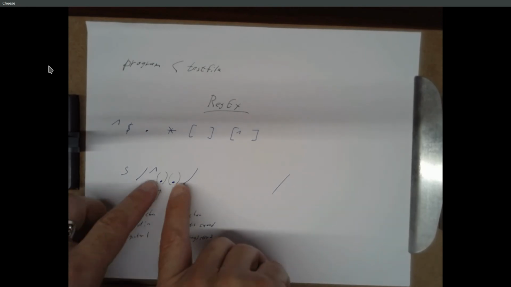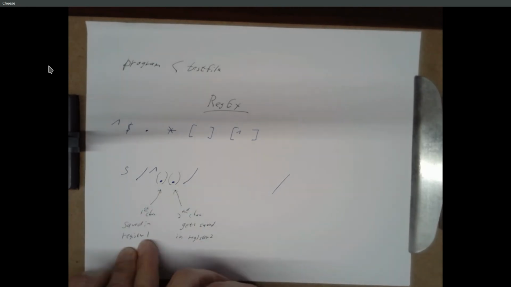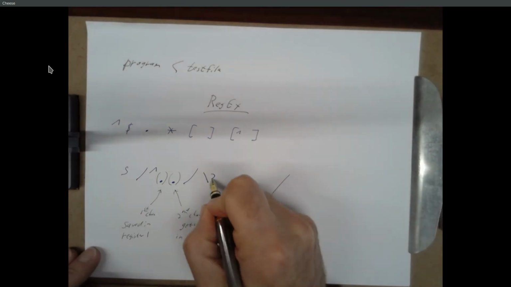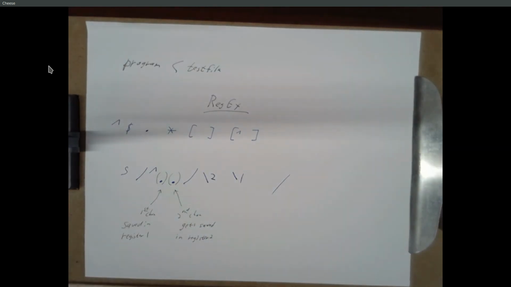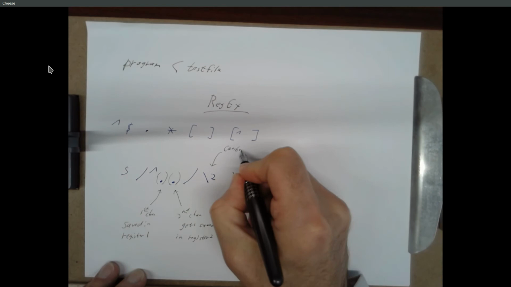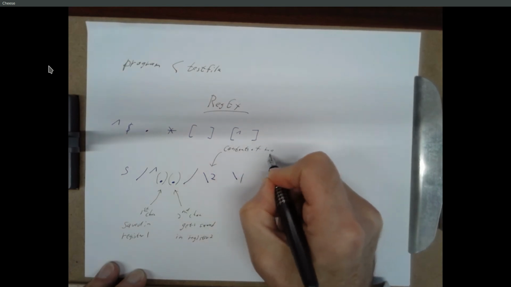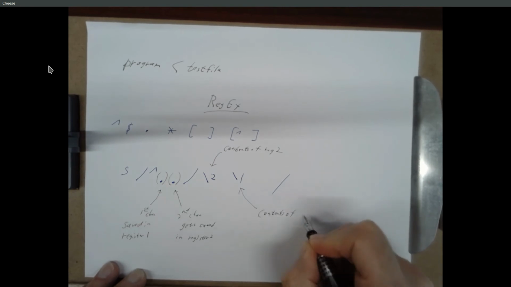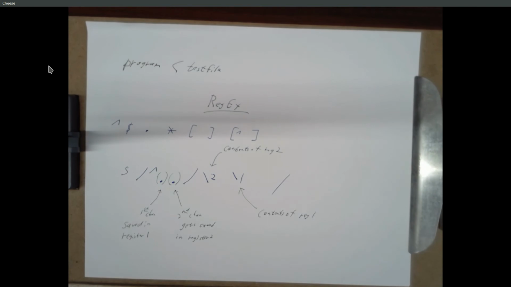What I'd really like to do is replace those first two characters with the contents of register 2 followed by the contents of register 1. So to get the contents of a register, you can say \2 \1. \2 means contents of register 2, and \1 means contents of register 1. So if I substitute caret parentheses dot slash \2 \1, that should swap the first two characters.